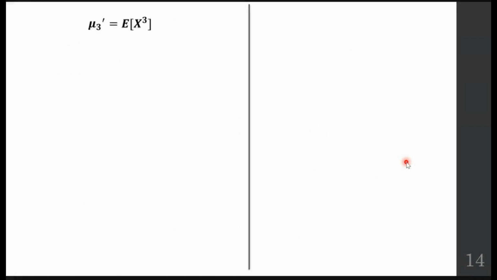Similarly, mu3 dash. We are asked for 4 moments about the origin. Calculating mu3 dash and mu4 dash.